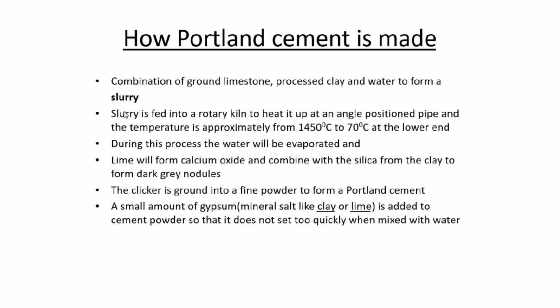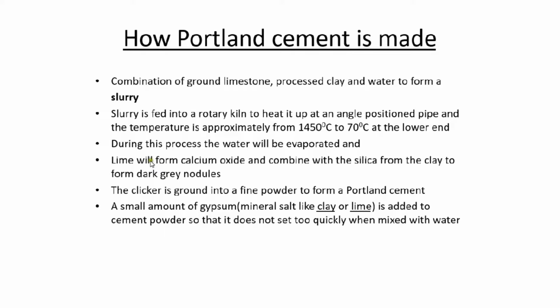How to make a Portland cement. So you must be able to give me the right process of how to mix the concrete and what material is going to be used, the raw material which is going to be used when you are making the cement, and then how it is fed into a rotating kiln, at what temperature, and then the evaporation process that is taking place, and then the calcium oxide and the silica that is formed from the clay to form a dark gray.